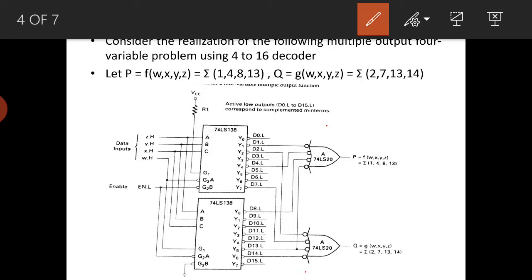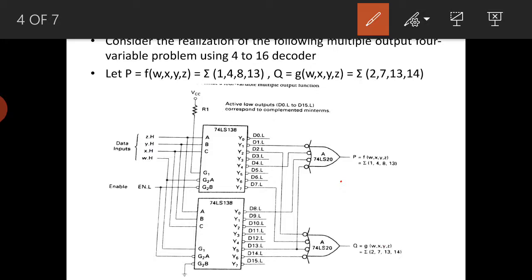So now, how to construct it here? As I have told, if the symbol is the summation, then it is minterms and active high outputs. So directly we have 1, 4, 8, 13 out of the 16 outputs. So this is 1 and this is 4, and this is 8 and 13. All are connected to the OR gate here, a bubble OR gate.